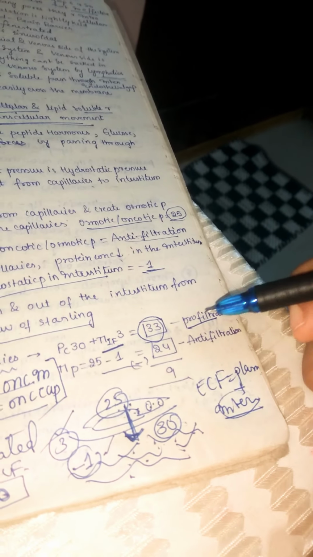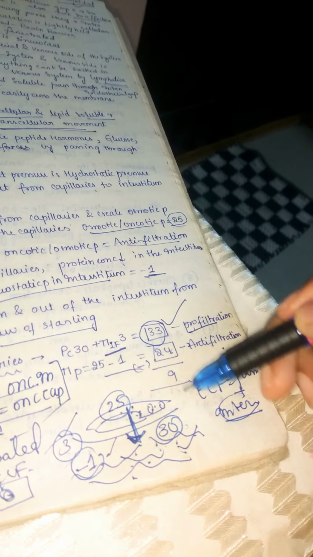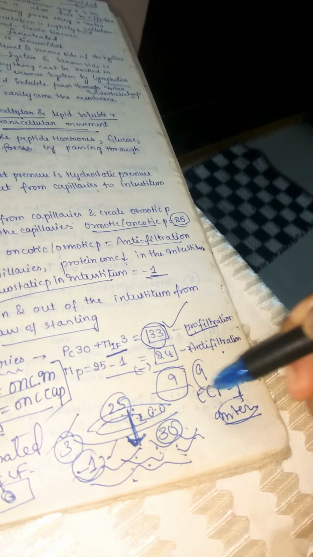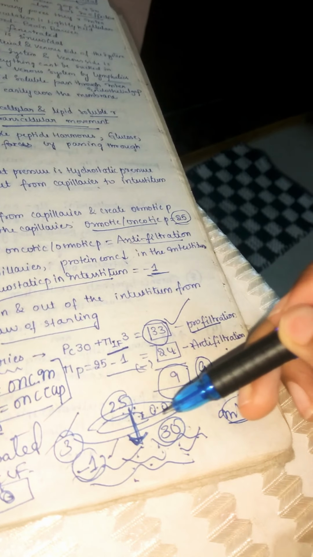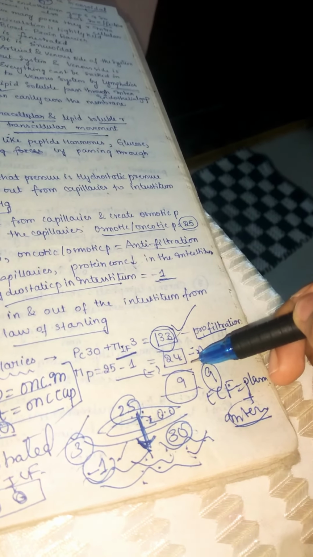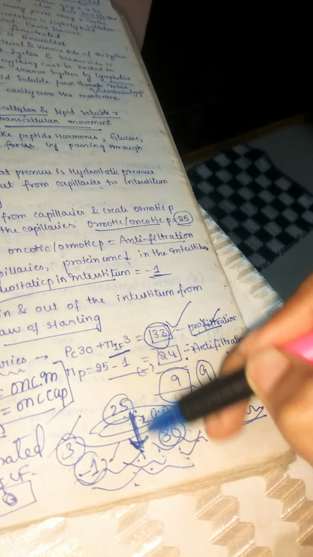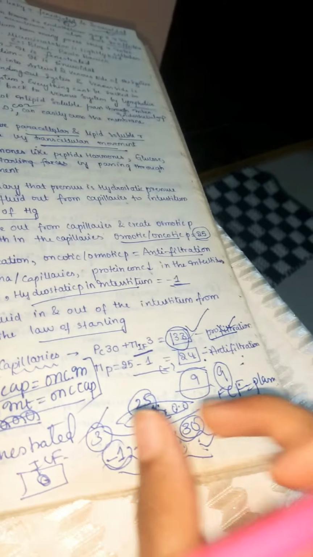So by this you can understand the profiltrate is 33 and the antifiltrate is 24. If you take the difference of both, you get 9. This 9 indicates that 33 is greater than 24, meaning profiltration is greater than antifiltration. So filtration takes place, and the fluid comes from the capillary into the interstitium.